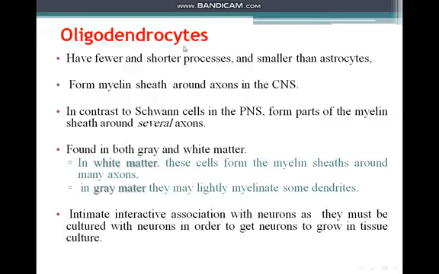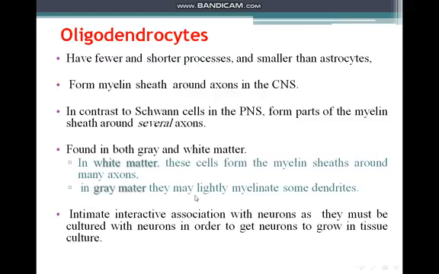Oligodendrocytes are smaller than astrocytes and have fewer and shorter processes. They are responsible for formation of the myelin sheath around the axon in the central nervous system, and they are synonymous to the Schwann cells in the peripheral nervous system that form a myelin sheath. The oligodendrocyte forms myelin sheaths surrounding several axon segments at the same time. So in the white matter, they form myelin sheath around many axons.